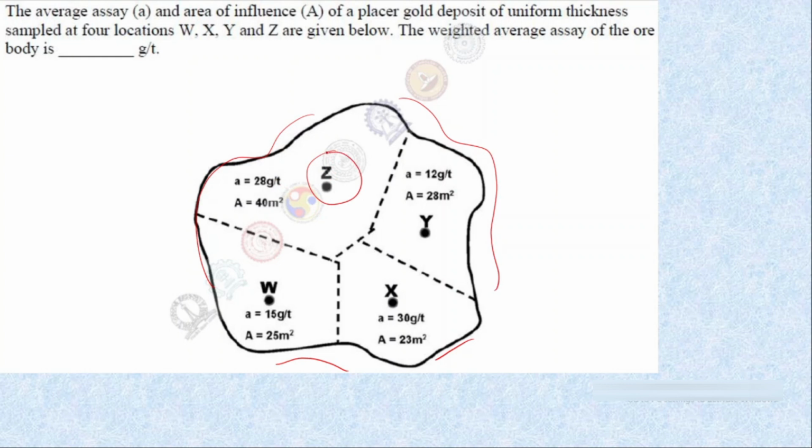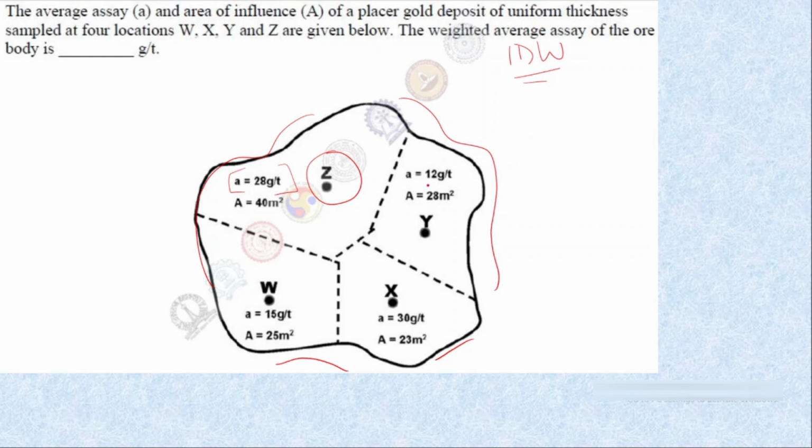If you are talking about the Z segment, it has the average assay of 28 g/t, which is homogeneous all throughout. Similarly it is homogeneous in every segment. Then only you will be able to calculate the average assay of this whole ore body. Now in this question you have not been directly given the method you need to use, but of course IDW is the best method to use here.